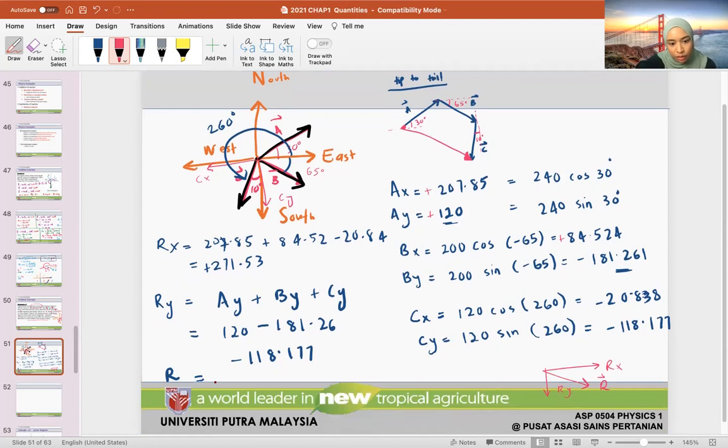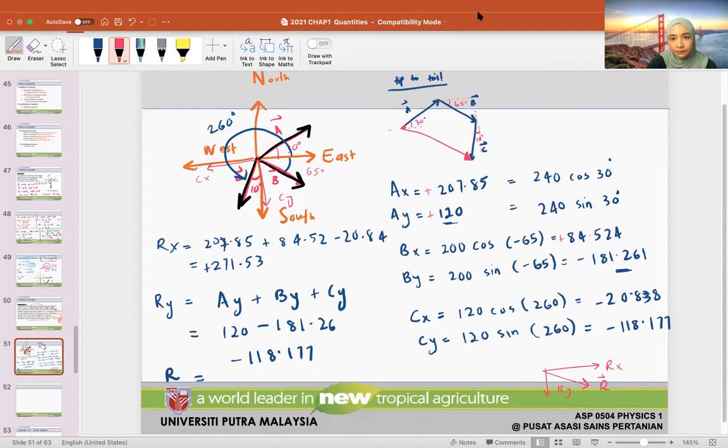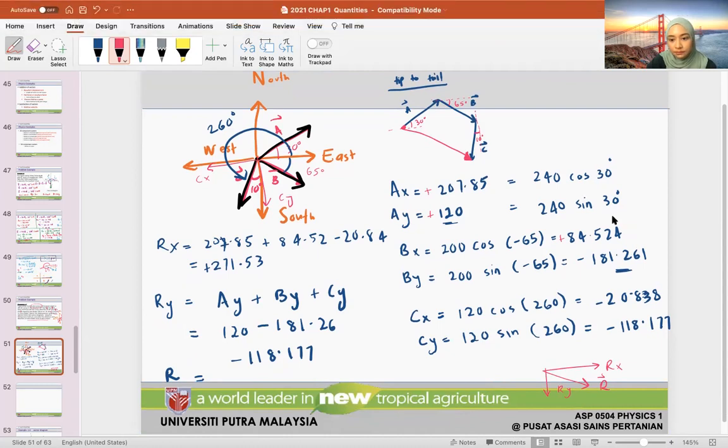Okay Arif, what's your answer? How do you find R? Ke Arif type? Doktor. Jadi nak kira R, magnitude R. Jadi punca kuasa 271.53 kuasa 2 tambah negatif 179.378 kuasa 2 akan jadi 325.430. Okay. What about theta?